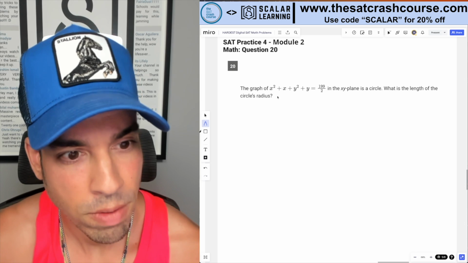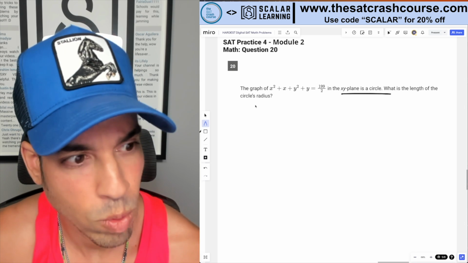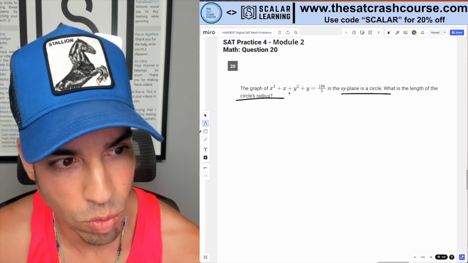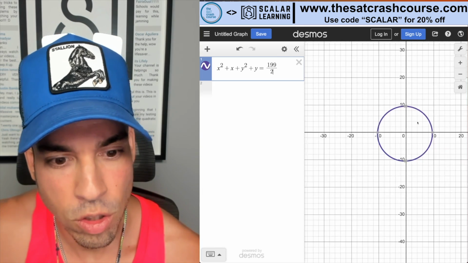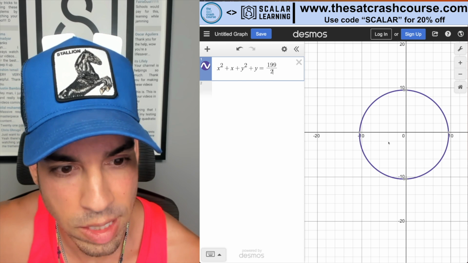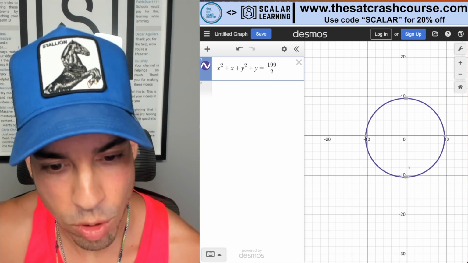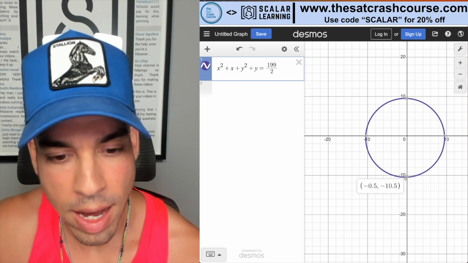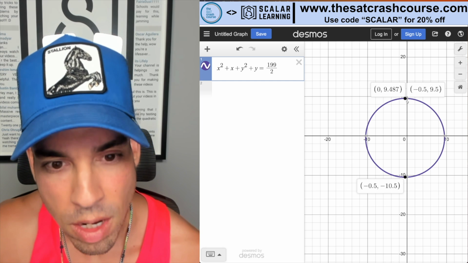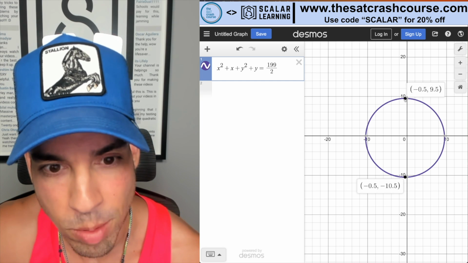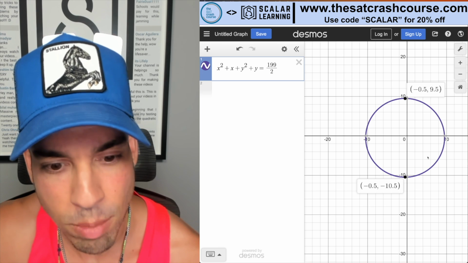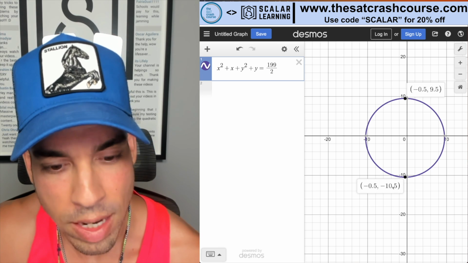The graph of this in the XY plane is a circle. What is the length of the circle's radius? So first I'm going to show you what happens if you plug this in directly into Desmos. So here's the circle that we get, right? And it's a little tough to tell what the radius is because I can't see exactly where the circle is, but I do have a nicely defined top and bottom value. You got to be careful because it is showing us also these y-intercepts, but here is the top value, right, at 9.5, this bottom value at negative 10.5.